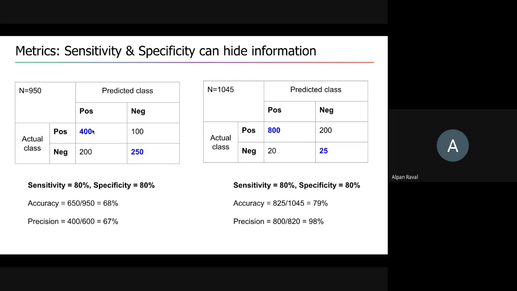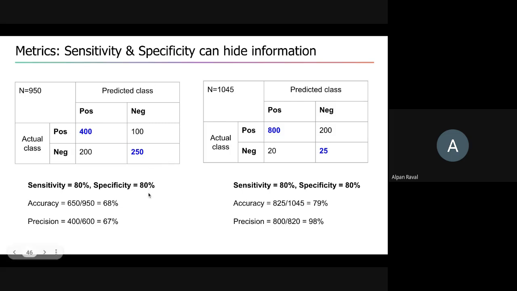So what's happening if you compute the accuracy in both cases? If you compute sensitivity and specificity for both models, they're exactly the same. So here the sensitivity is 80% because 400 divided by 500 is 80. Here it's 80% because 800 divided by 1000 is 80. Specificity is 80% because 200 divided by 450. Did I do this correctly? Is it 200 divided by 450? I may have made a mistake here. Sorry, it's not 80%. But it is the same in both the examples. Sorry, I just copy pasted.